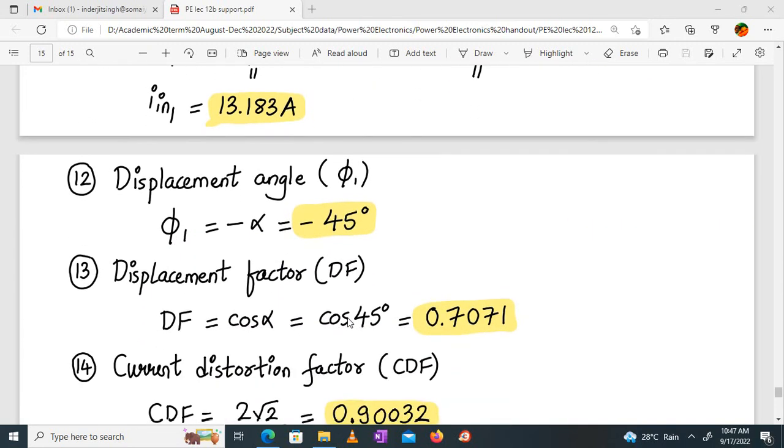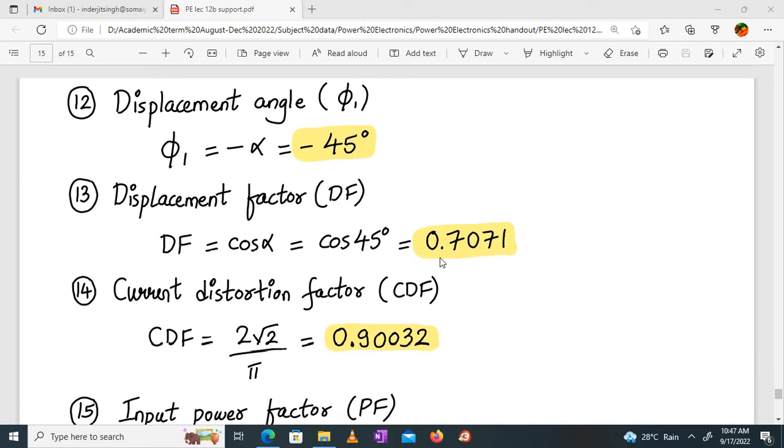Next point we have to calculate is displacement angle, which is phi 1. This displacement angle is equal to minus of firing angle, which is minus 45 degrees. Now with this we find out the value of displacement factor DF, which is cos alpha, where alpha is 45. So cos 45 is around 0.7071.